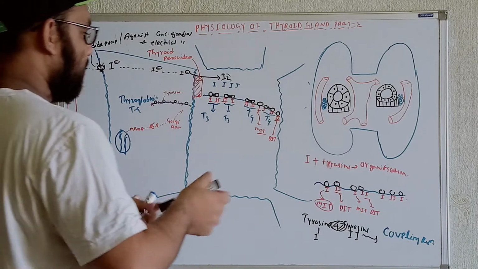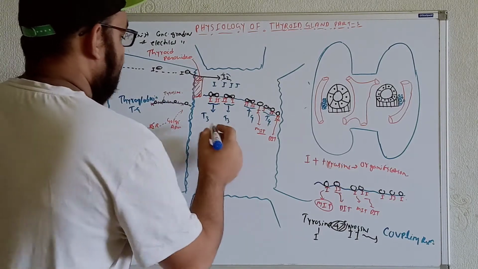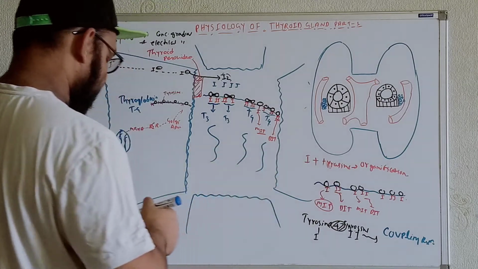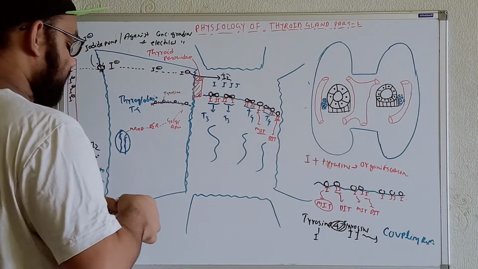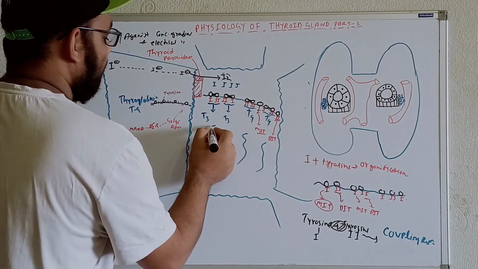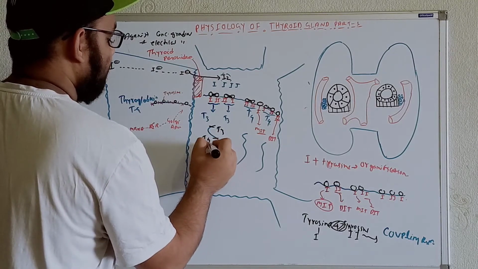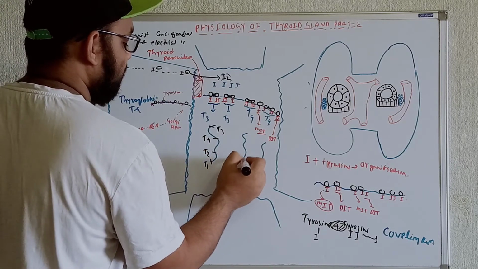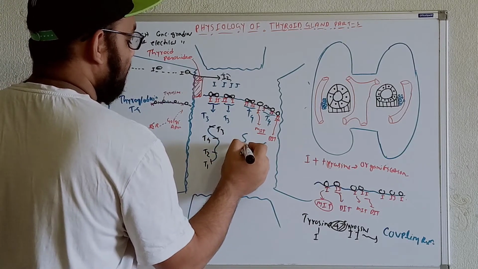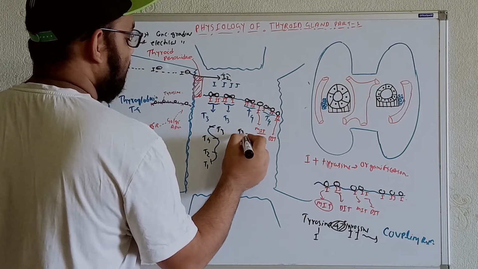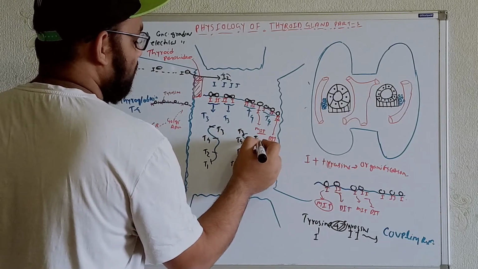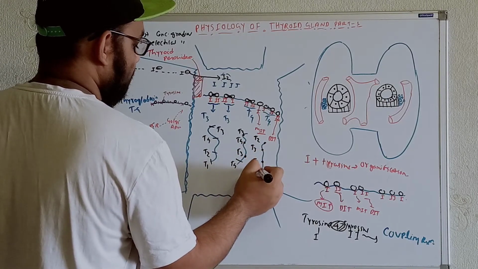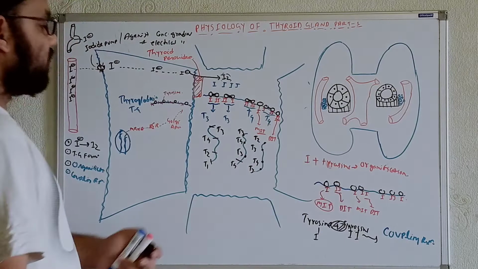Like this we'll get many, for example, thyroglobulin proteins. Over here we can get multiple T3, T4. We can get T3, we can get T4, we can get T2, we can get T1. For example, we are getting T2, T3, T4, T3, whatever. Like this we'll get multiple.